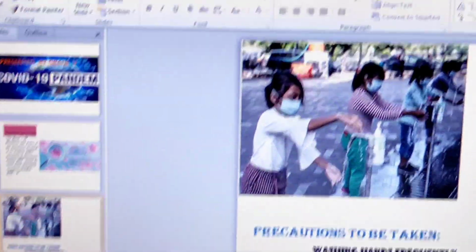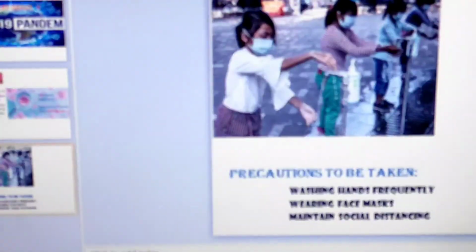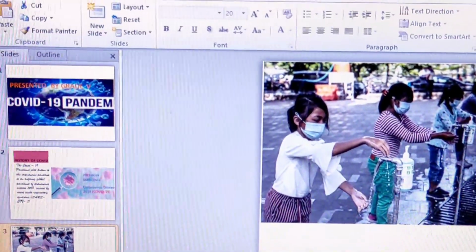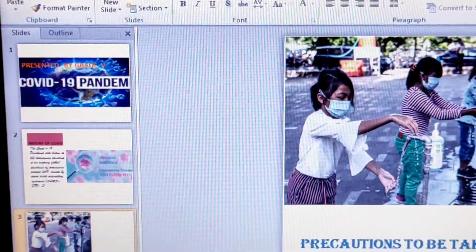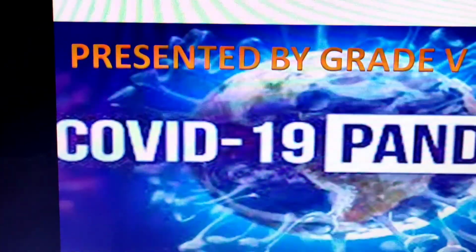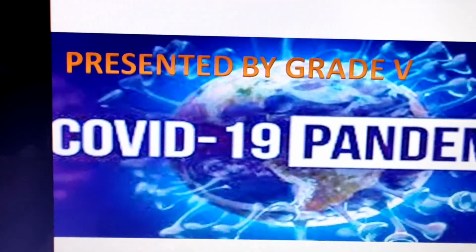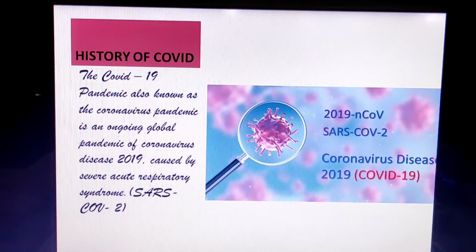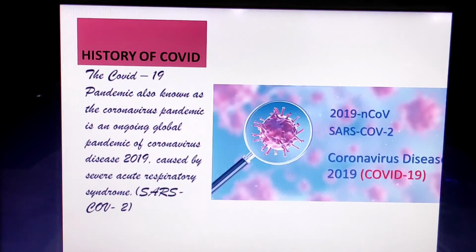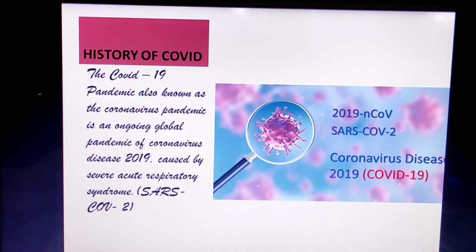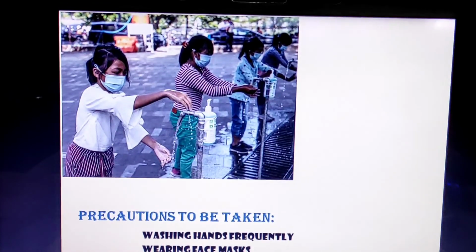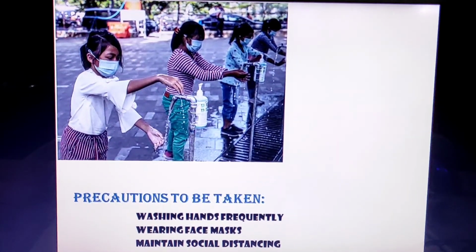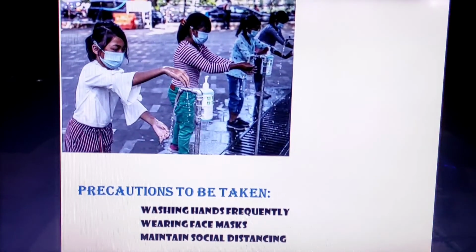Now let us run this presentation. For this you can use the mouse also to operate, or else you can just press F5 from your keyboard. So this is our first slide. This is our next slide. And this is our last slide. So the presentation regarding COVID-19 pandemic is done.